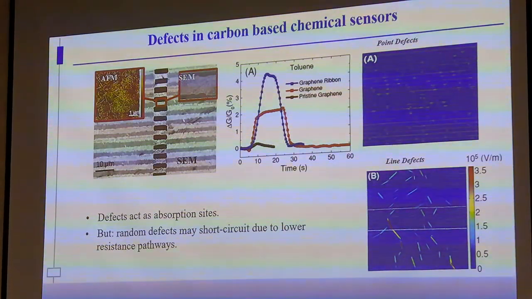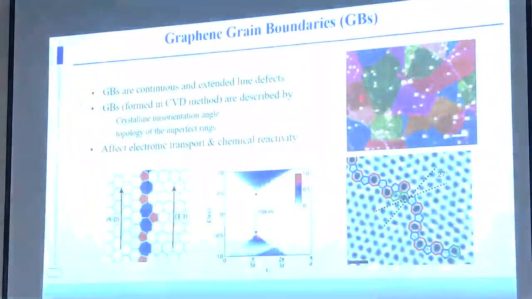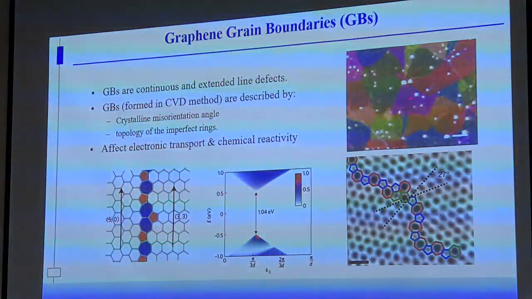So if you know that the defects are important for the sensing application, how can you tune that? One of the best ways is the grain boundaries. You can play with the grain boundary, and if you fabricate a device with those grain boundaries, you can have significantly higher sensitivity. When we grow graphene using the CVD method, we always get polycrystalline graphene. This is a false-color picture, and each color shows one grain. Between two grains, we have a grain boundary.